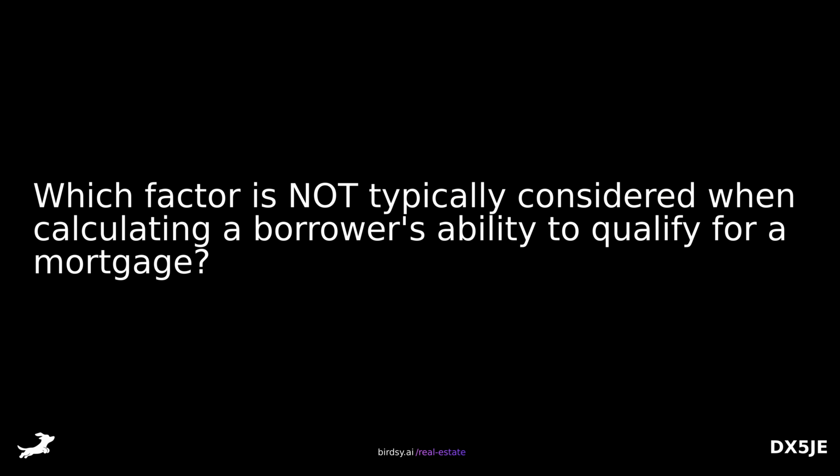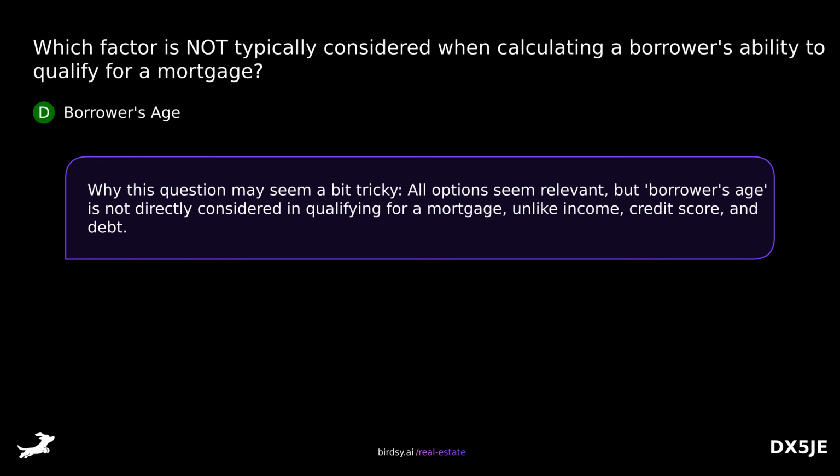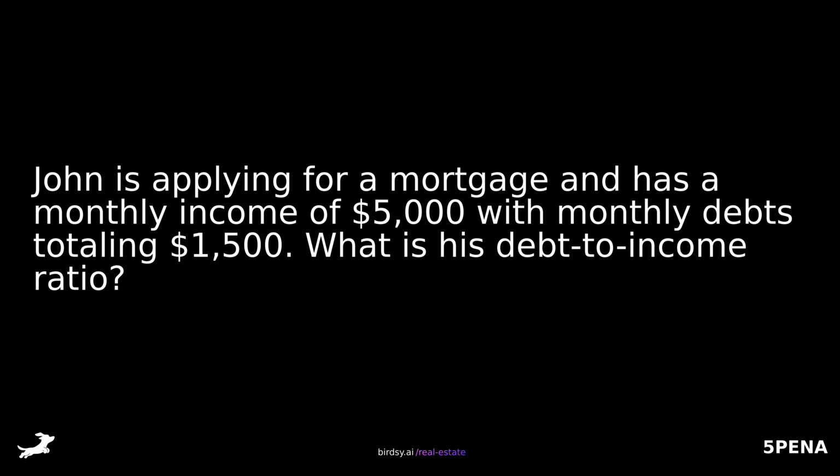Which factor is not typically considered when calculating a borrower's ability to qualify for a mortgage? Is it A, income, B, credit score, C, debt, or D, borrower's age? The answer is D, borrower's age. Why this question may seem a bit tricky. All options seem relevant, but borrower's age is not directly considered in qualifying for a mortgage, unlike income, credit score, and debt.